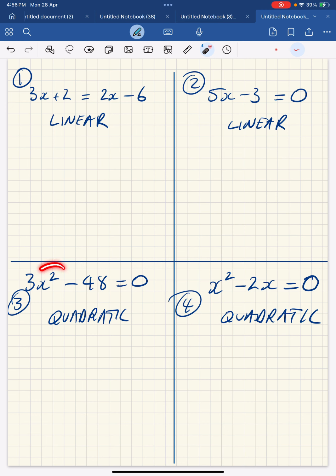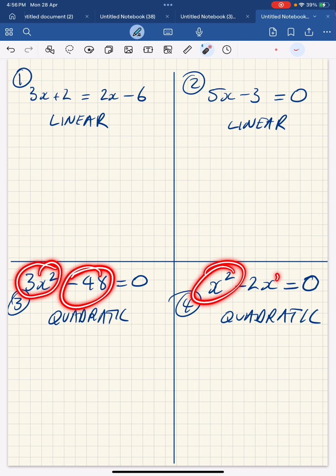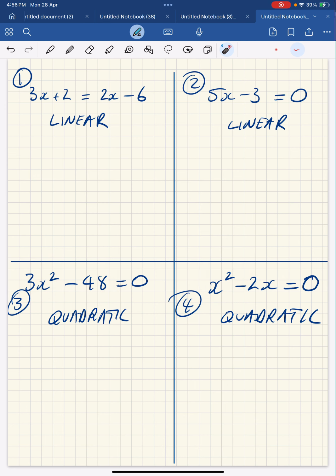This is called a quadratic because it's got x squared in, so it's quadratic. This has also got an x squared in, it's quadratic. They're slightly different quadratics. This has got x squared and a number. This has got x squared and x's. Okay, so let's go ahead and try and solve each of these equations using our methods.